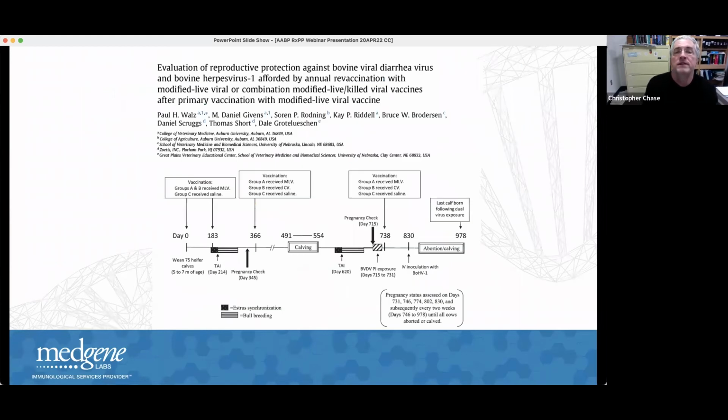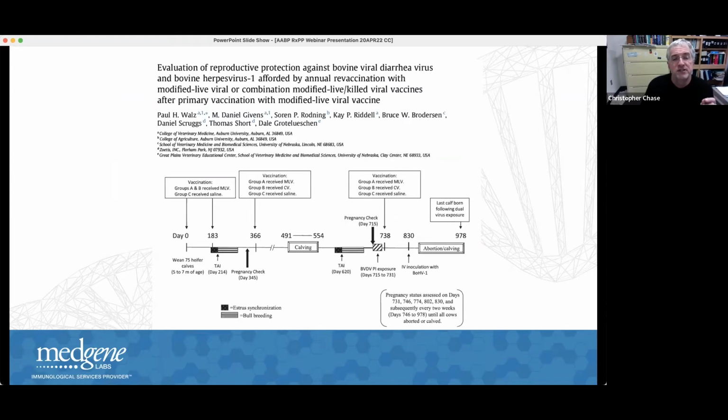All right, so let me demonstrate this with a study that was done a few years back and published by Paul Walls and his group from Auburn. I'm just going to point out a few key components. Although this vaccine looked at reproduction as well, I'm just going to talk about what it meant in terms of antibody response, and particularly colostrum antibody to calves.